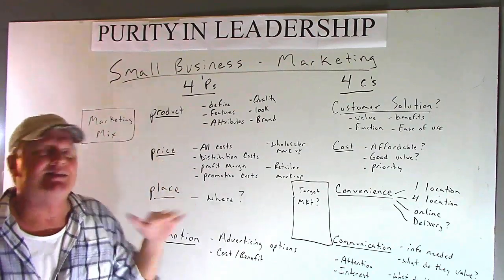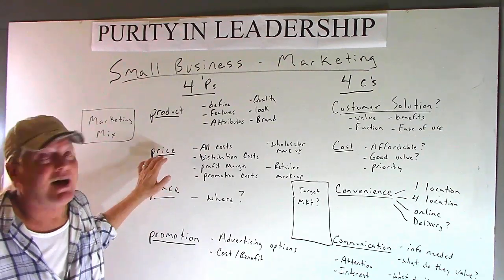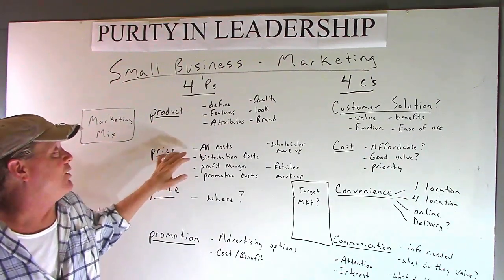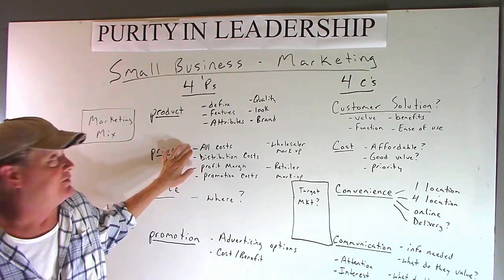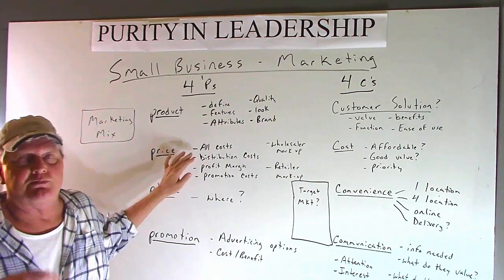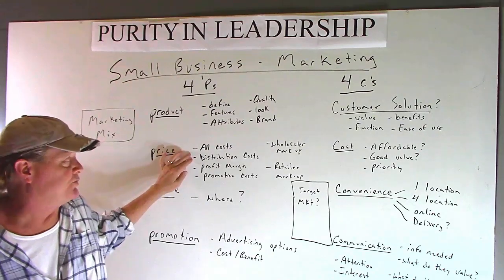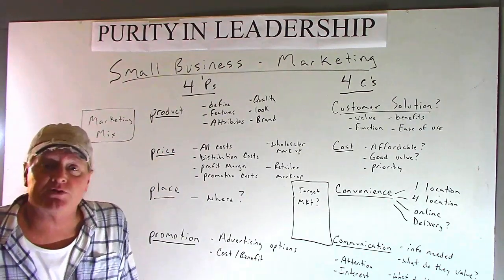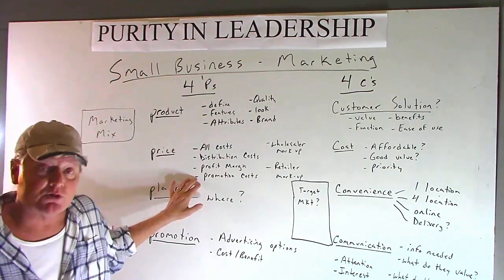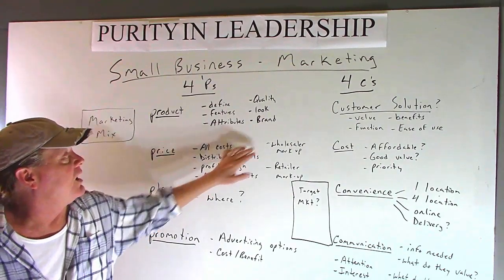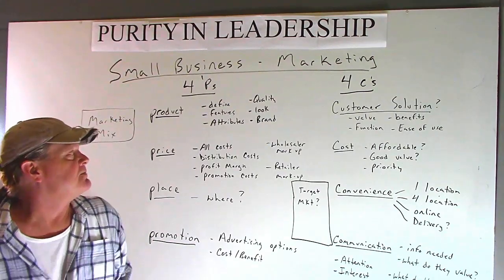Within price, and this screws up a lot of people, you've got to pay attention here. We cannot have a price until we have an overall cost. We need to know all the costs of making this product. We need to include manufacturing, fixed cost, variable cost, distribution costs. What is our profit margin? We've got to make a profit or else we're out of business. Might we have some promotional costs? That's possible.